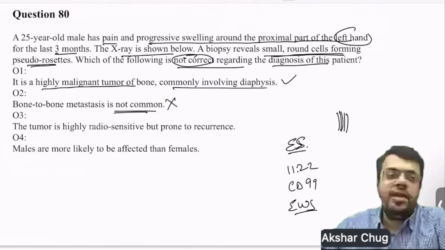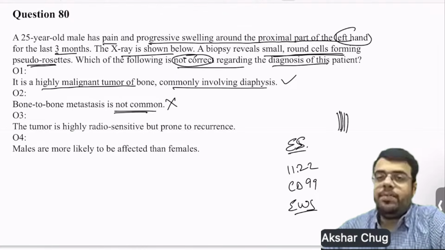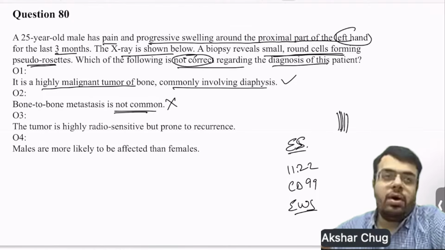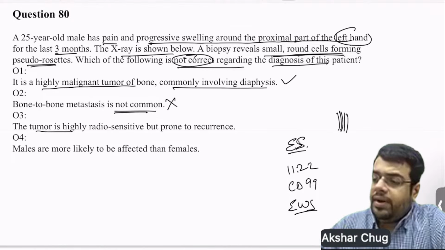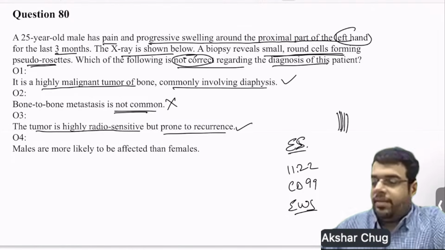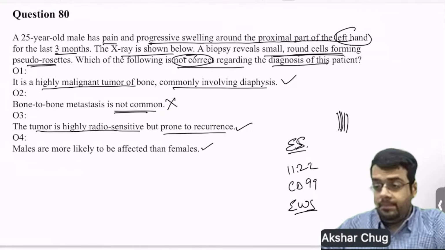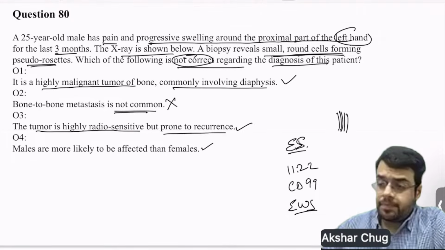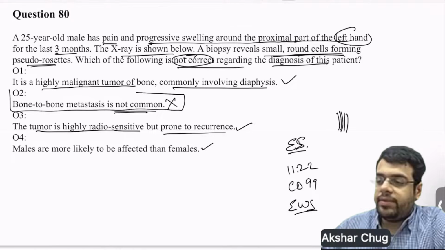In fact, Ewing sarcoma is one of the most common bone tumors to metastasize to another bone. Tumor is highly radiosensitive but prone to recurrence. This is again a true statement. Males are more likely to be affected than females. Again, this is a true statement. So options 1, 3 and 4 are true. Option 2 is the false one here.